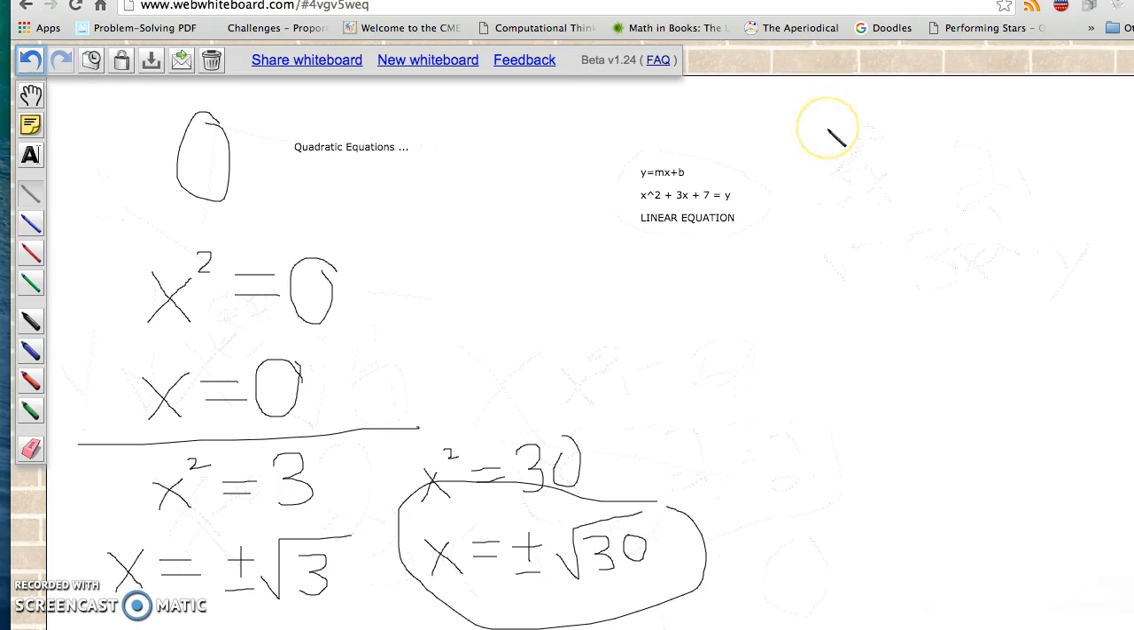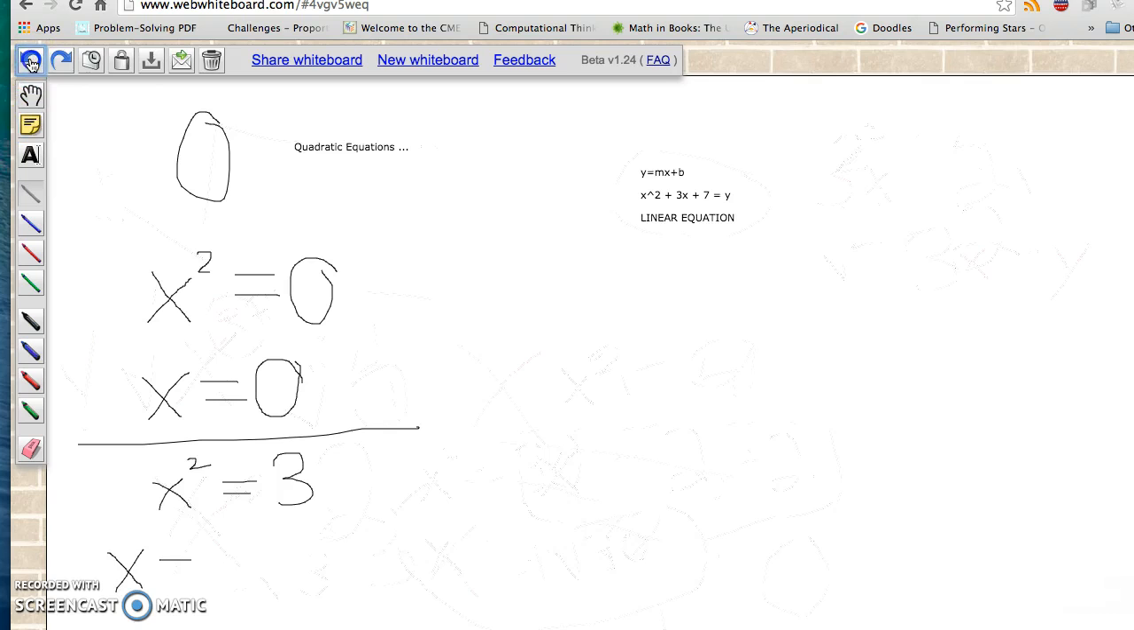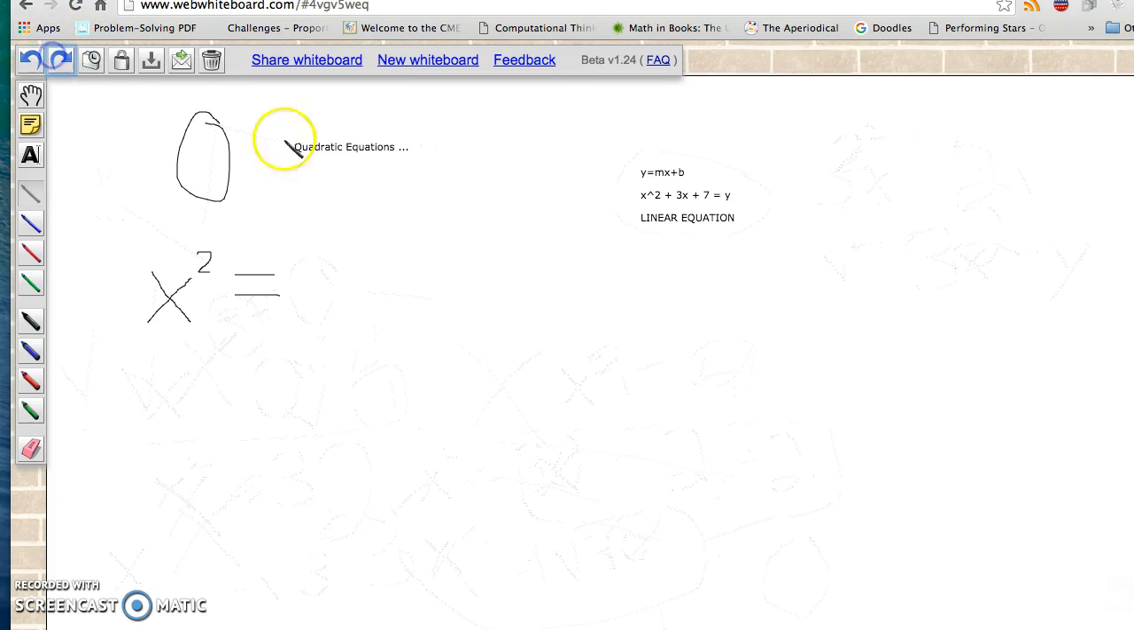Okay, but here's the thing you need to understand for this, and it's a little bit mind-blowing. I'm just warning you. The thing is, what if I have x squared equals negative 9? I have to think, what number squared is negative 9? What's the square root of negative 9? It would just be plus or minus the square root of negative 9.